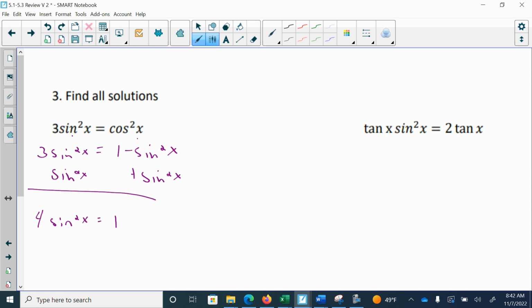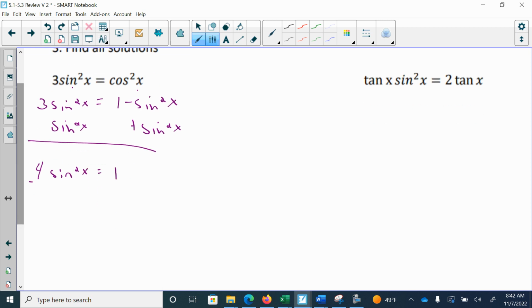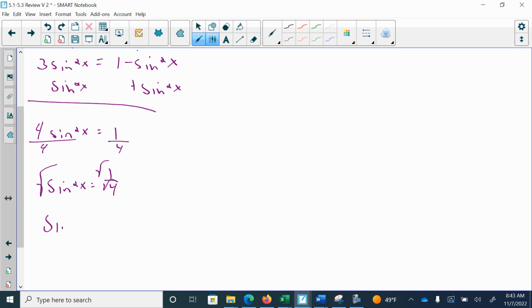And I'm going to leave it like that because I just have one term. Divide both sides by 4, and I get sine squared x is equal to 1/4. And that's going to be the same work as the one that I just did. I'm going to take the square root of everything and get the sine of x is equal to plus or minus 1/2. And that's going to be all the denominators of 6.